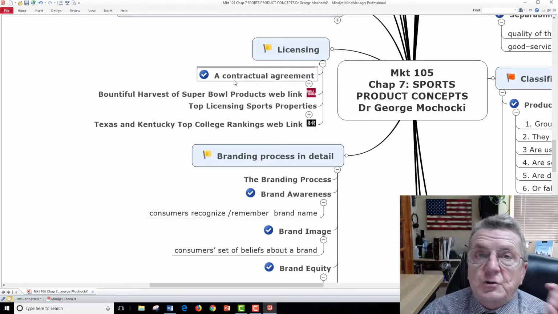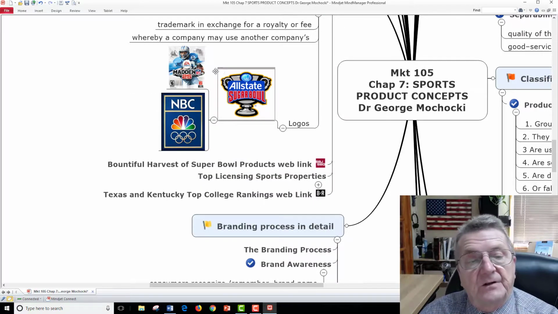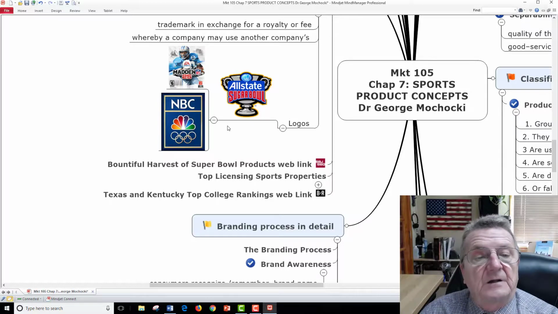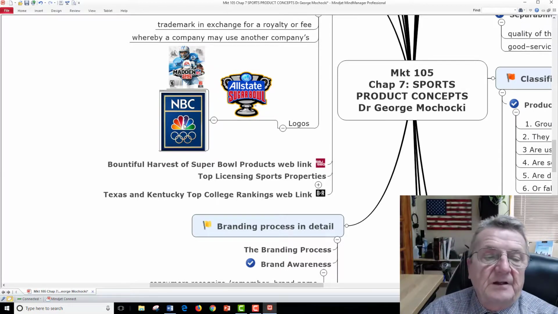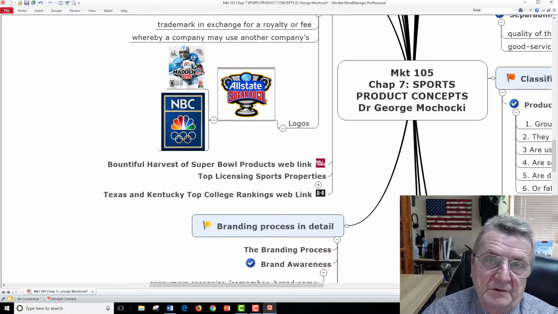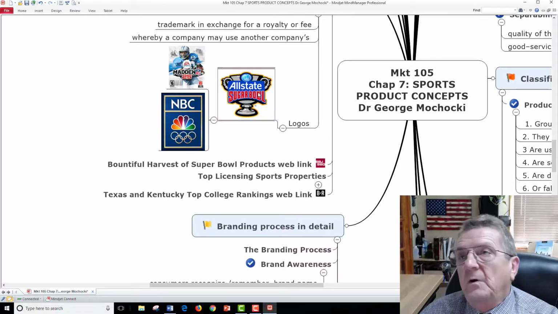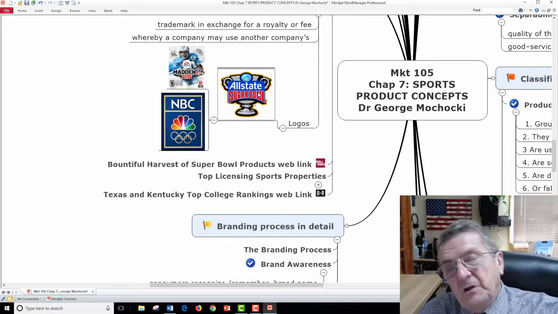Okay, licensing. A contractual agreement, trademark in exchange for a royalty or fee, whereby a company may use another company's logos. Okay, and you've got Allstate here. You've got NBC. Everything else was tied in, so they could have the Super Bowl. There's their brand, NBC, when you're looking at it, and they had a license agreement to view the Super Bowl, because they paid.